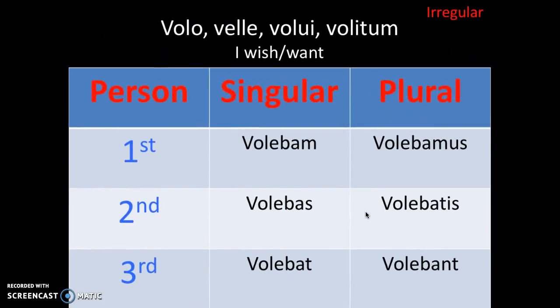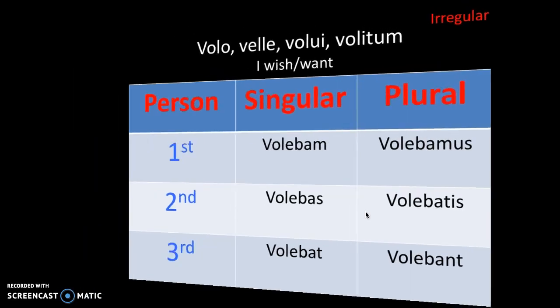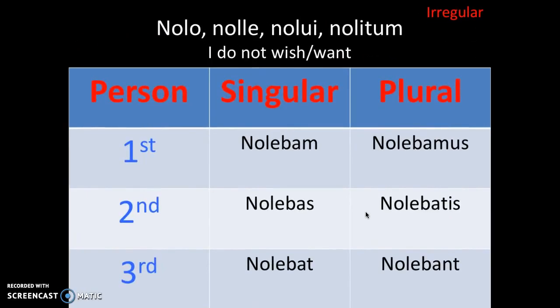Now let's take another irregular verb, in this case volo, velle, volui, which means I wish or want. And it goes such as volebam, volebas, volebat, volebamus, volebatis, volebant. And let's take another one, nolo, nolle, nolui, which means I do not wish or want. It goes like nolebam, nolebas, nolebat, nolebamus, nolebatis, nolebant.